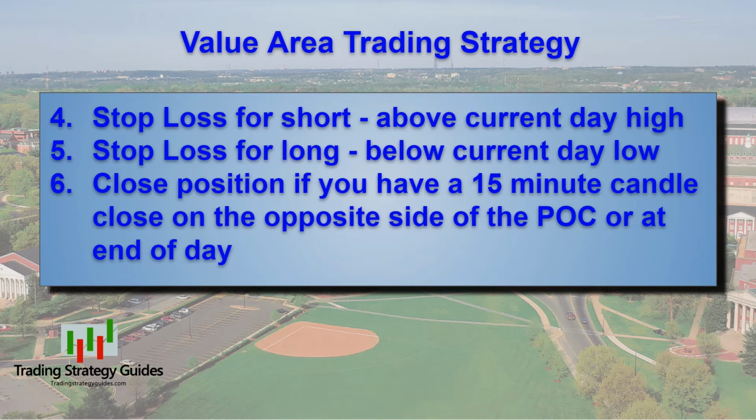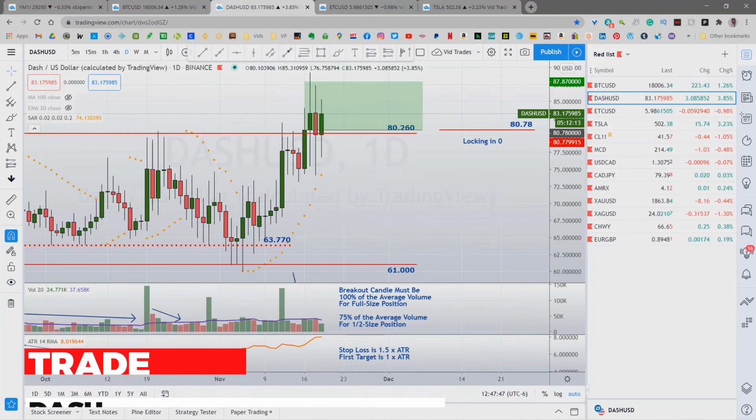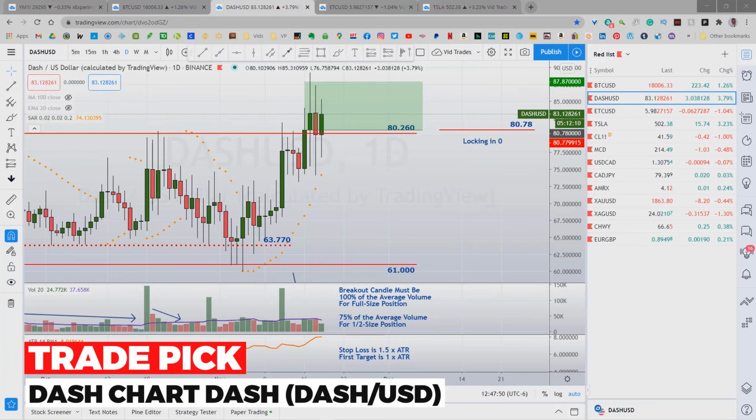Let's take a quick look at the active trade picks positions. Bitcoin is just going crazy. We've broken the 18,000 level. My stop is currently 16,480, locking in 55.6007 per coin.